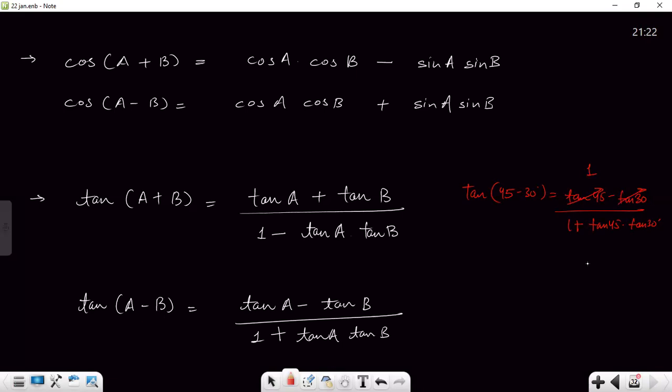You have to know this. Come on, you are an NDA aspirant. Otherwise, stop calling yourself an NDA aspirant if you do not know the value of tan 30. Come on, I have challenged your ego. Speak. 1 by root 3, sir. Yes, 1 by root 3.